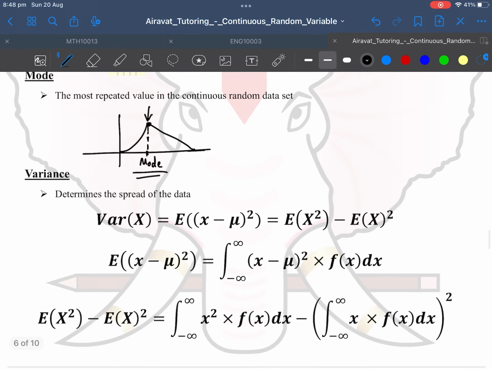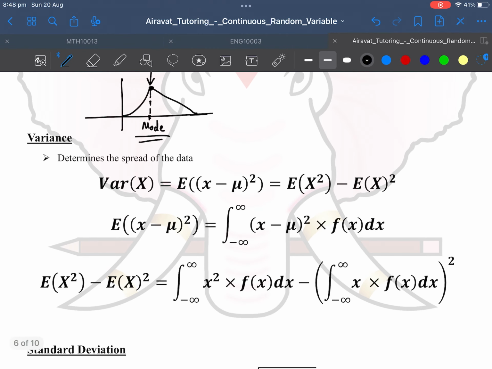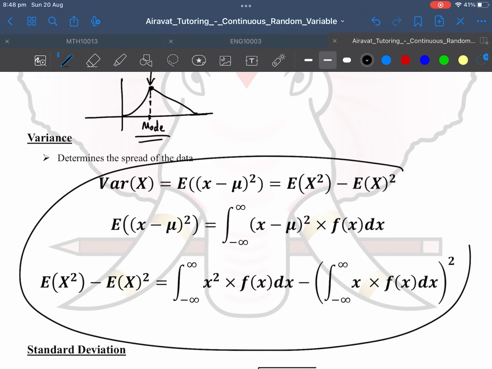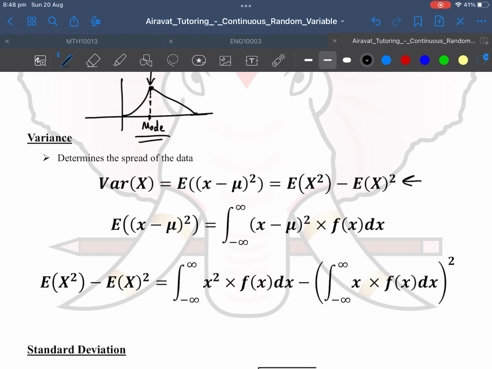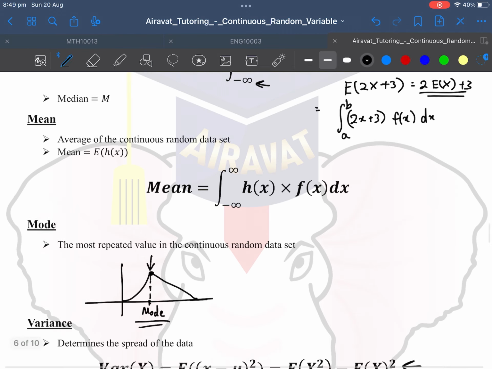Variance again determines the spread of the data, and these are all the formulas to calculate variance. Now this is exactly the same as discrete probability. This part over here, exactly the same. Now this, as I mentioned earlier, is just related to linear transformation. If you want to, you can use them in continuous as well. If not, you just have to chuck in the function that they ask you to find. Like if h of x is just going to be 2x plus 3, just chuck that in as h of x and go on from there.